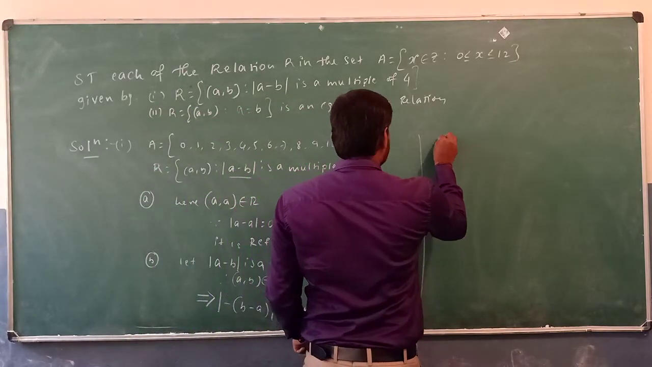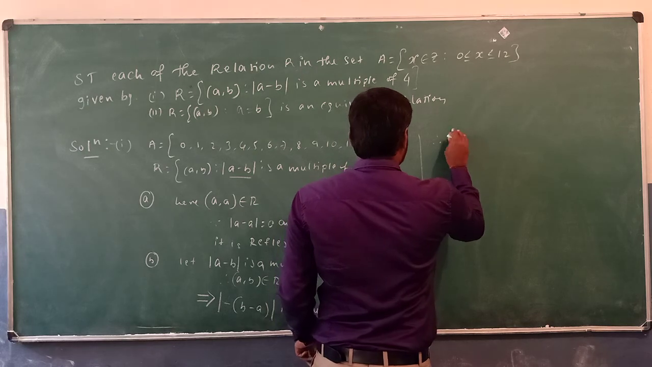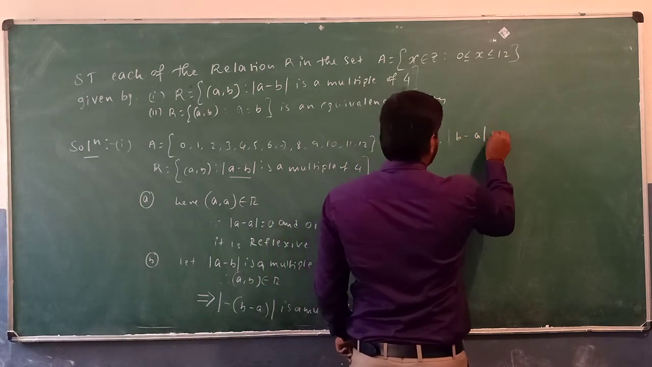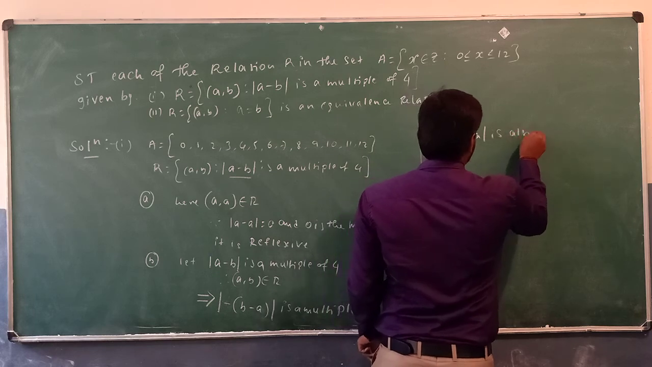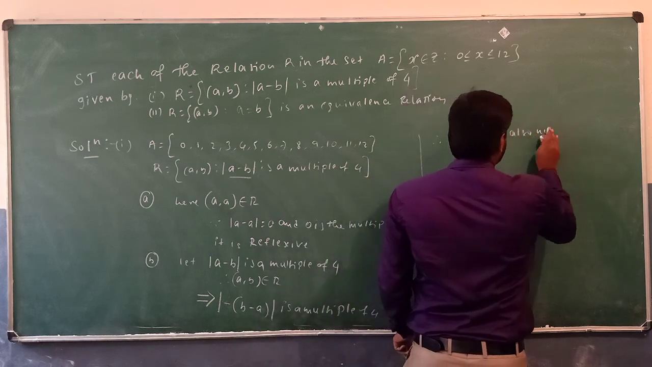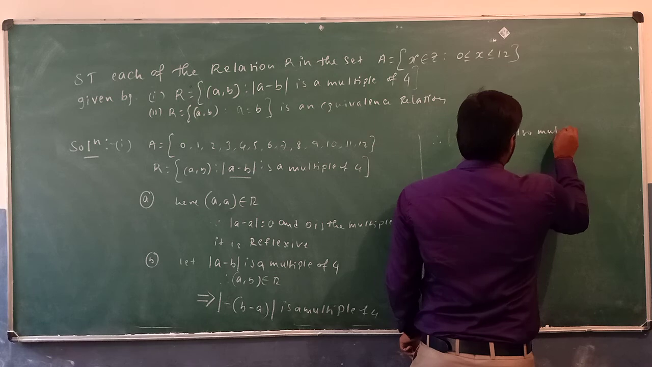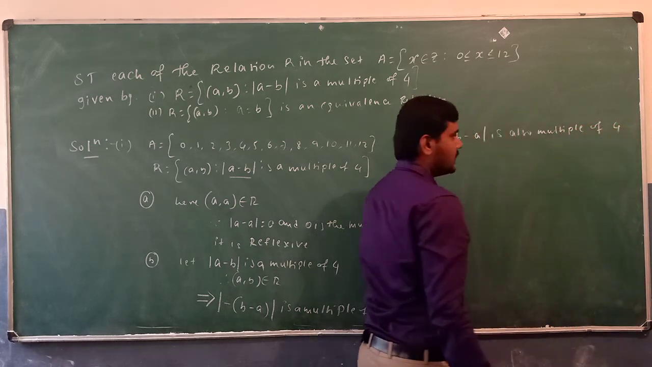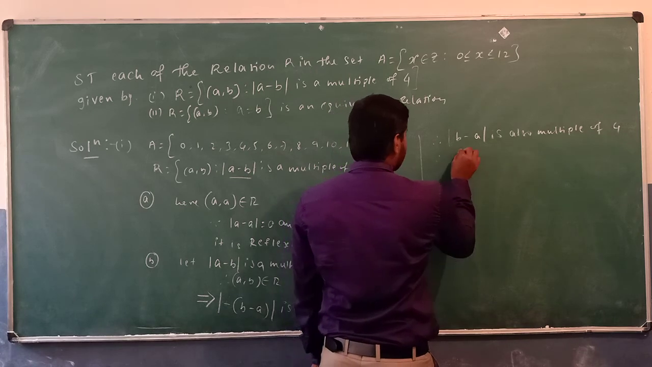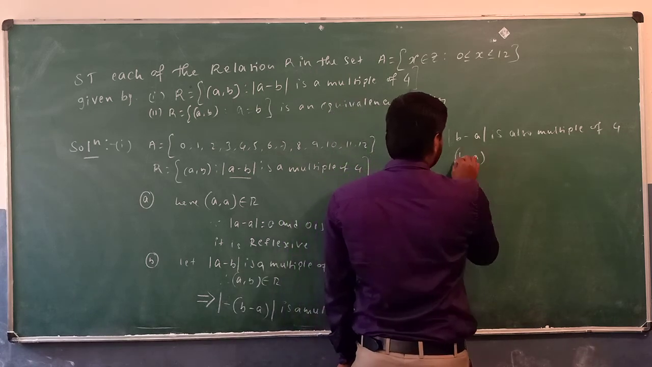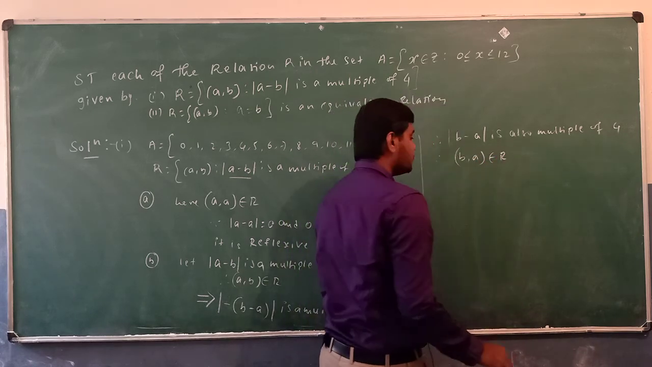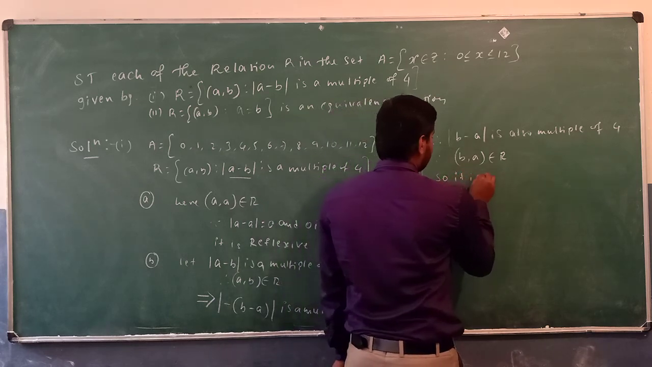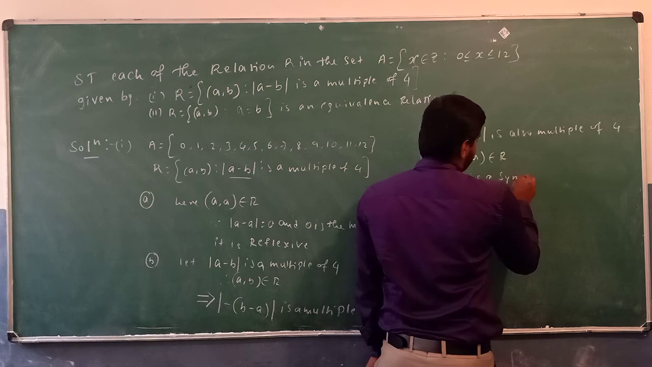Therefore, modulus of B minus A is also a multiple of 4. Therefore B comma A also belongs to R. So it is a symmetric relation.